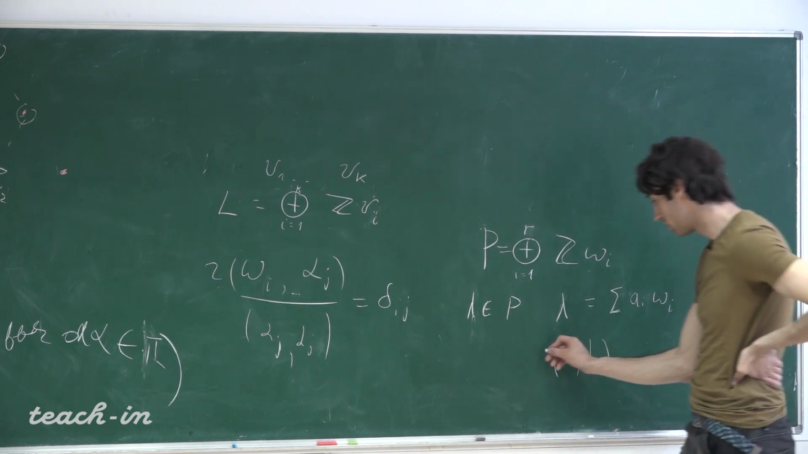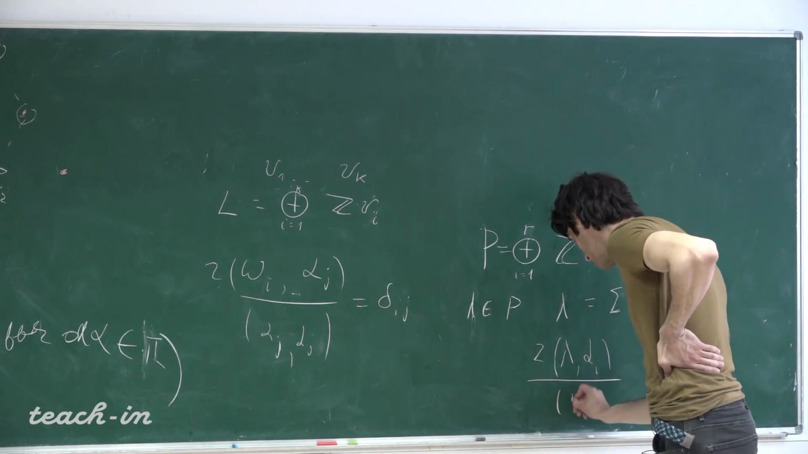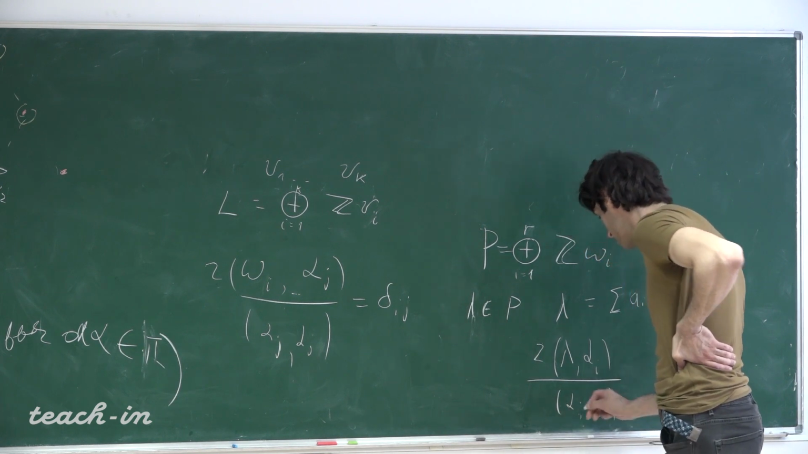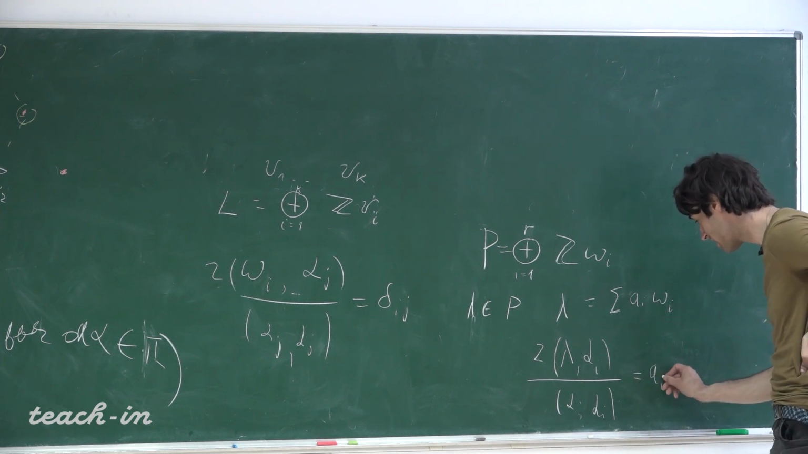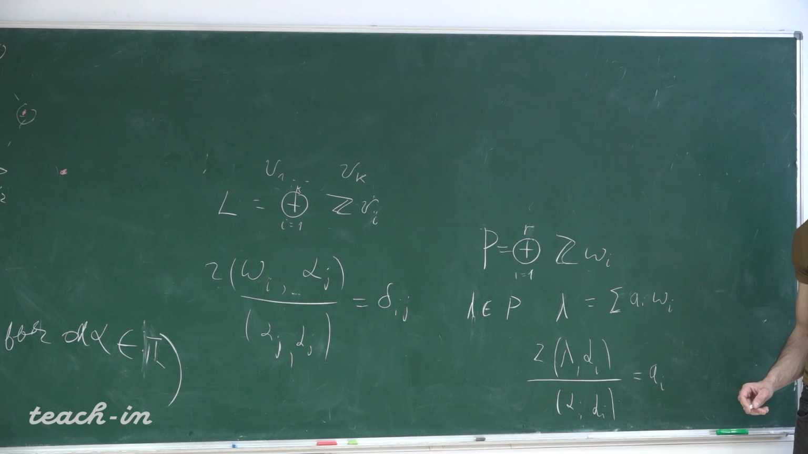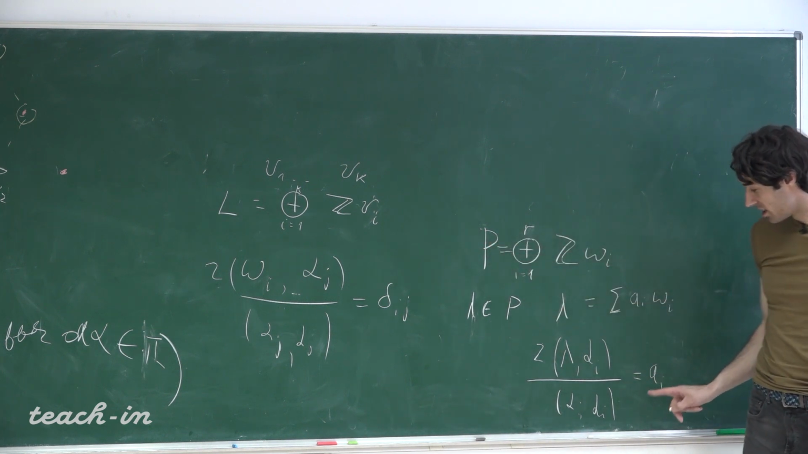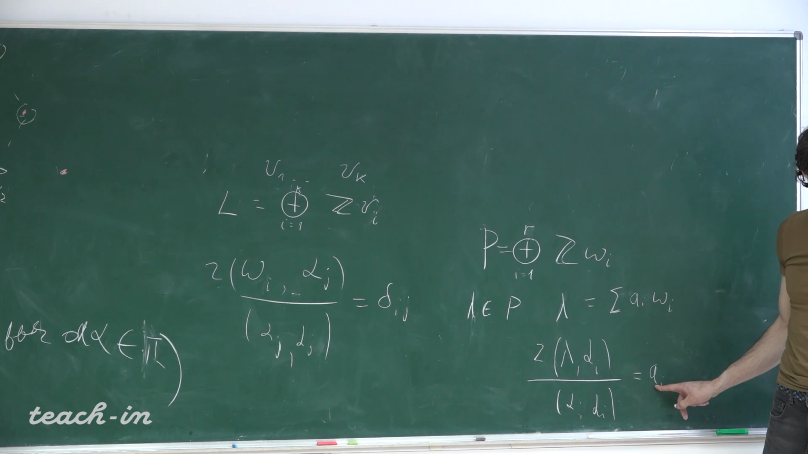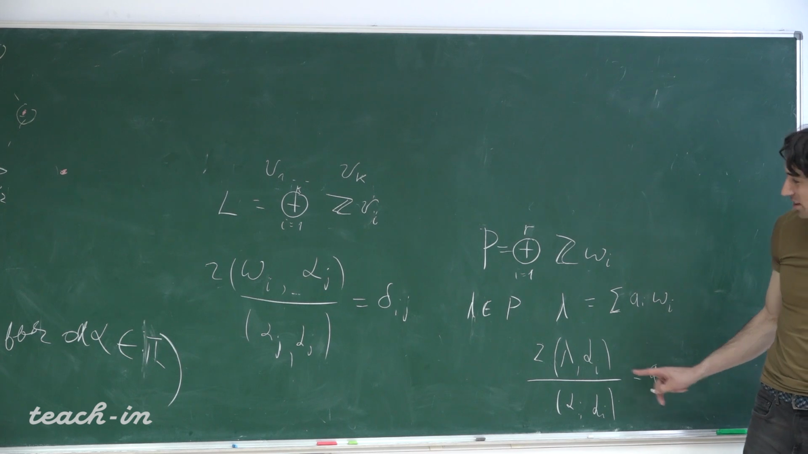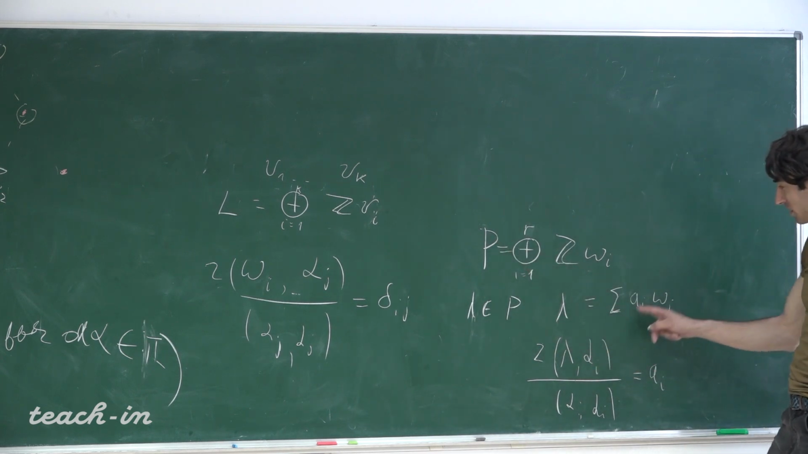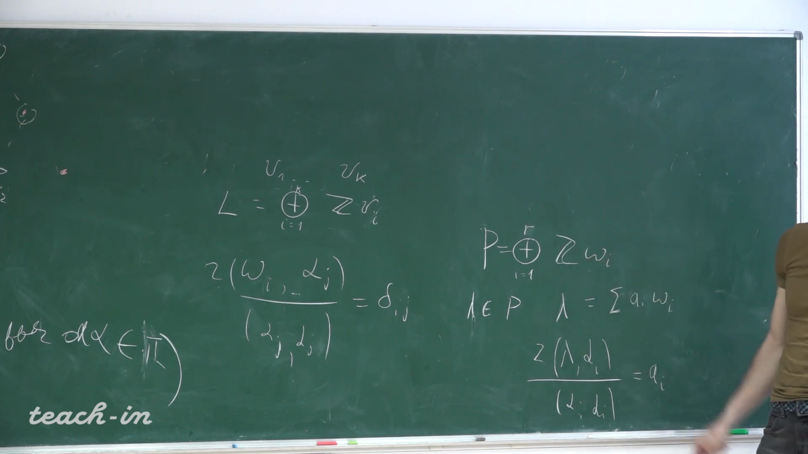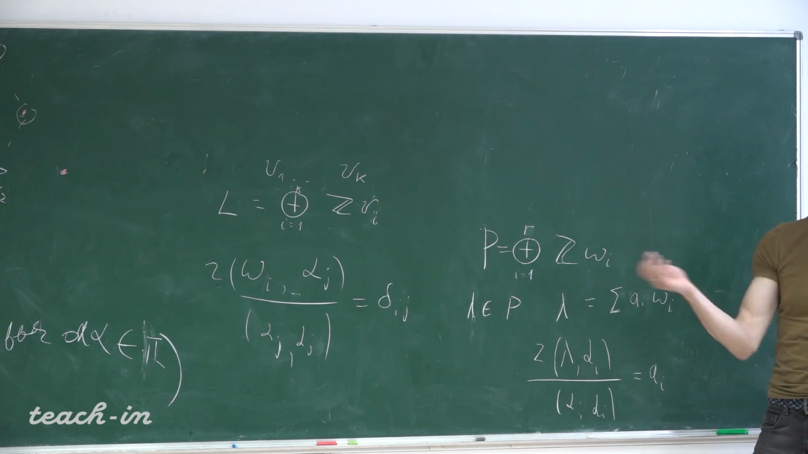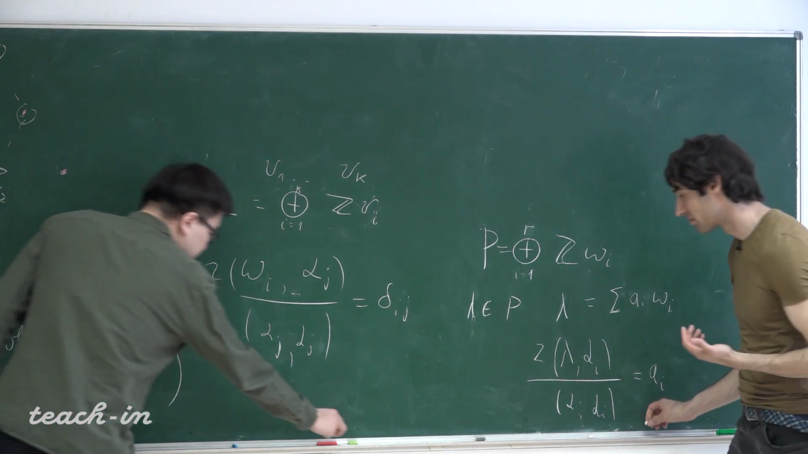This is exactly a_i. But because the lambda I took from there, the a_i's should be integers. So if I take lambda from there, it decomposes in omegas with integer coefficients. Therefore, it's inside this lattice. So we have two-way inclusion.